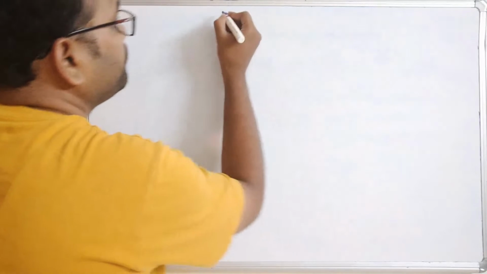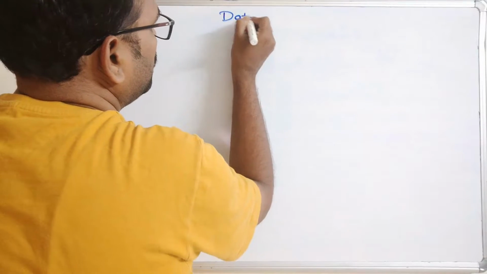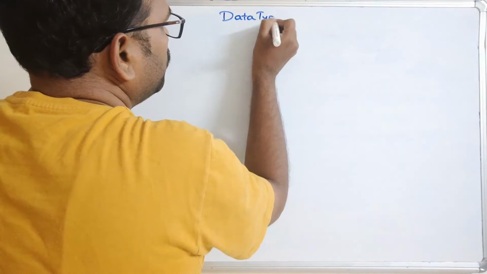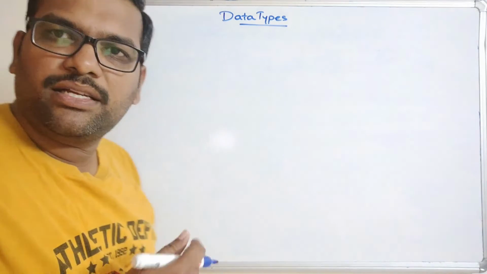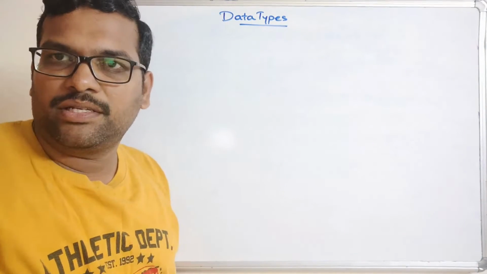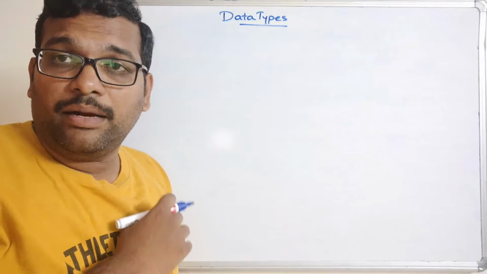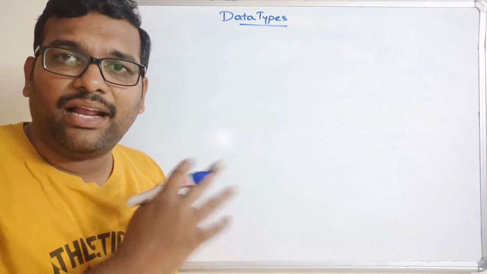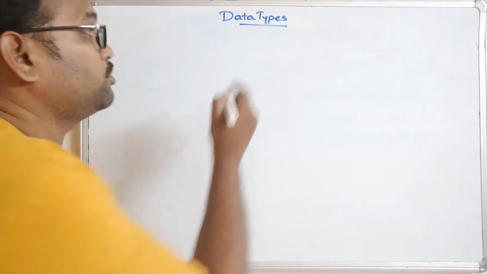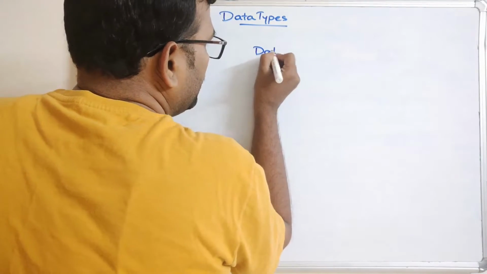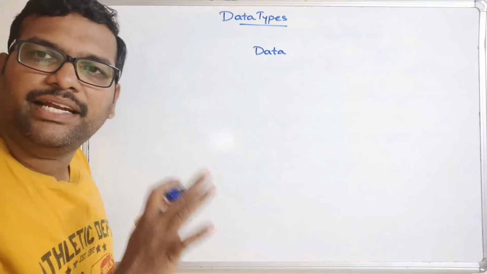So today we'll discuss one more concept in R language, that is the data types. In our previous session we discussed variables, which hold some data. Here the complete data is categorized in different ways, and each category we call a data type.